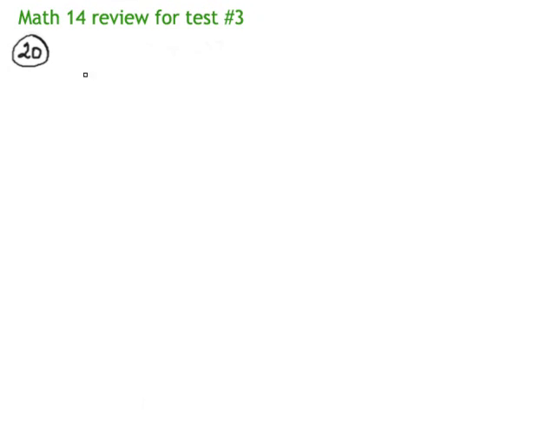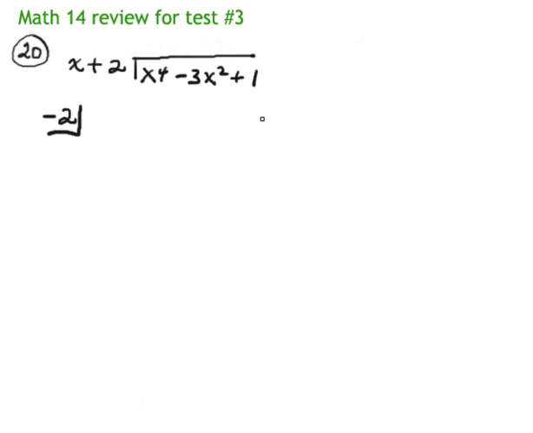For number 20, we're dividing polynomials, and we're going to do synthetic division. So that's x plus 2 divided into x to the 4th minus 3x squared plus 1. So what we do, if we have the x plus 2 here, we put a little minus 2 in this half box. Then we write the coefficients of the polynomial that we're dividing into.